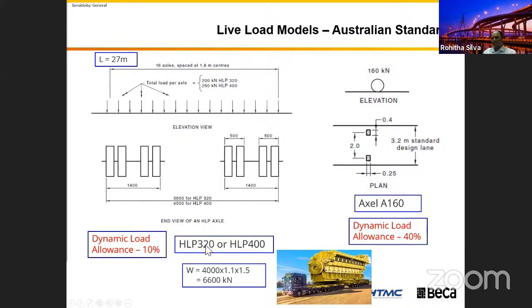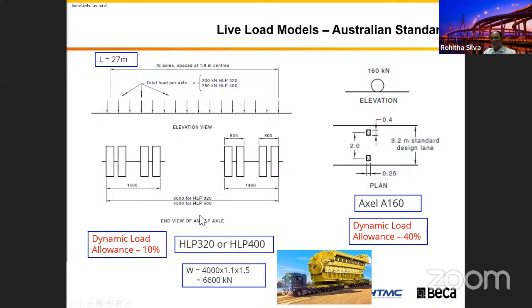If it is HLP 320, every axle represents 200 kilonewton, one wheel about 100 kilonewton. We see this one has 4 wheels and it is divided by 4. If it is HLP 400, the total weight is 4,000 kilonewton, so 4,000 divided by 16 is 250. Yeah, because these are heavy vehicles, they are slow moving vehicles.